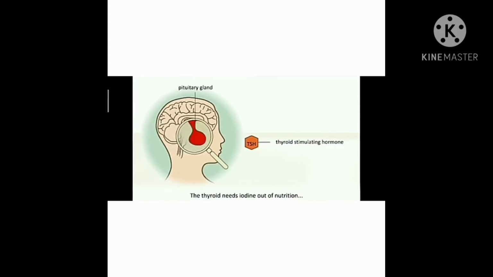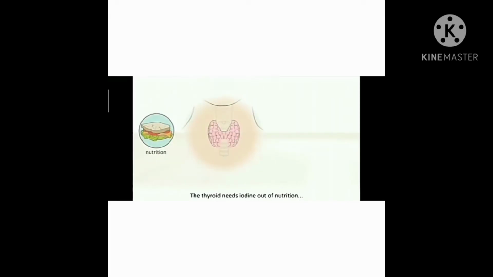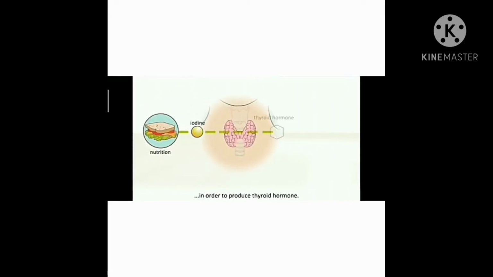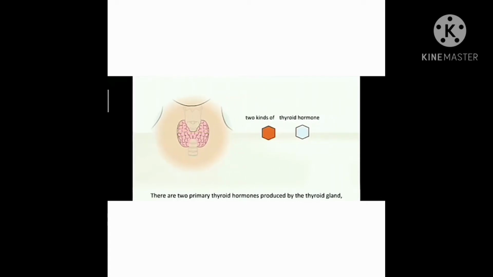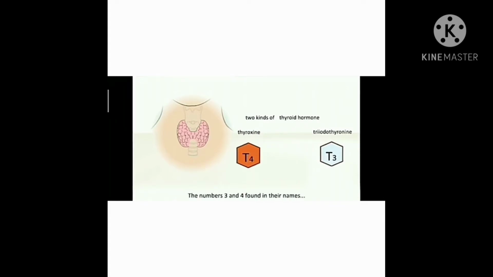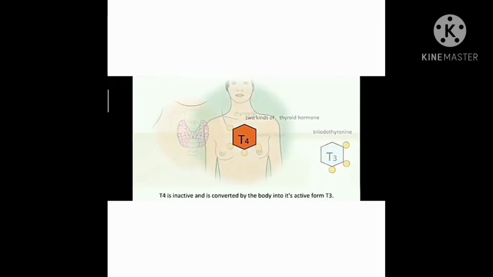The thyroid needs iodine from nutrition in order to produce thyroid hormone. There are two types of primary thyroid hormones produced by the thyroid gland: thyroxine, also known as T4, and triiodothyronine, which is also known as T3. The numbers 3 and 4 found in their names indicate the number of iodine atoms in each hormone. T4 is inactive and is converted by the body into its active form, T3.